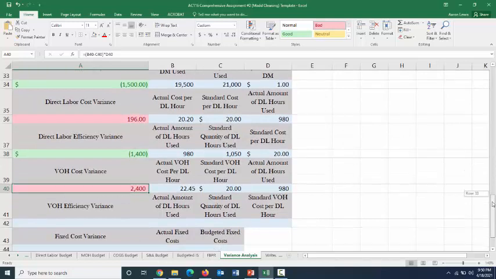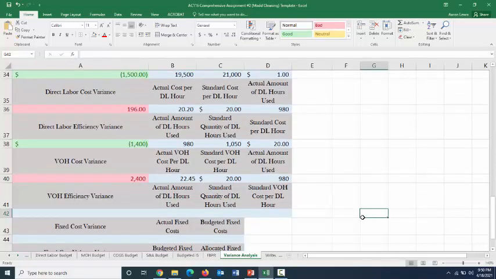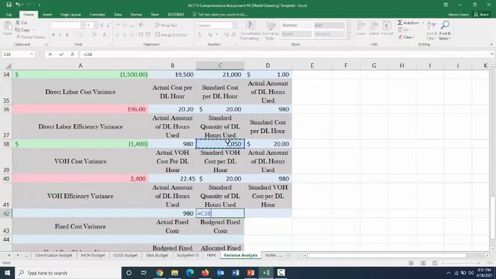Now we have our variable overhead efficiency variance, which is the portion of the difference in our flex budget amount for variable overhead which can be attributed to the fact that we did more or less of the activity which we think caused us to incur variable overhead, in this case working direct labor hours. So our actual amount of the driver is 980 direct labor hours. The standard quantity of direct labor hours, we already figured out above. Our employees should have taken 1,050 hours to produce all of those units given our actual level of production.